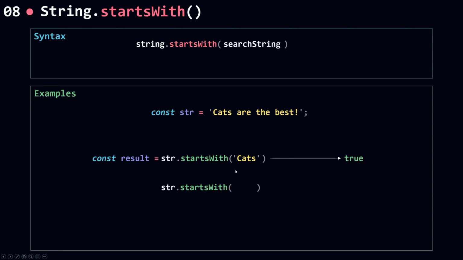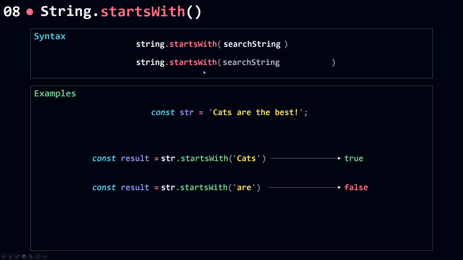Now if I check if my string starts with r, my string doesn't start with r, so this will return false. Now startsWith takes in a second parameter called position. Position here is an index you want to start from when checking if your string starts with another string or not. So for example here, r starts at index 0, 1, 2, 3, 4, 5. So if I check if my string starts with r at position 5, this will return true.